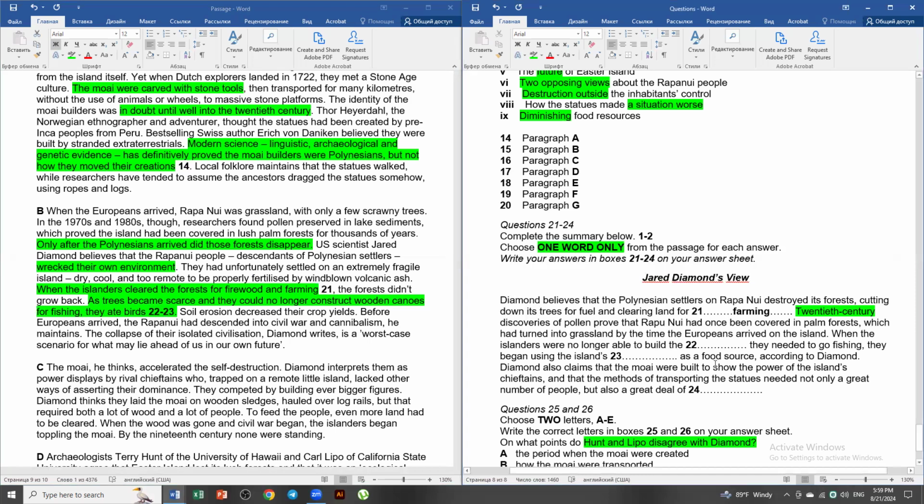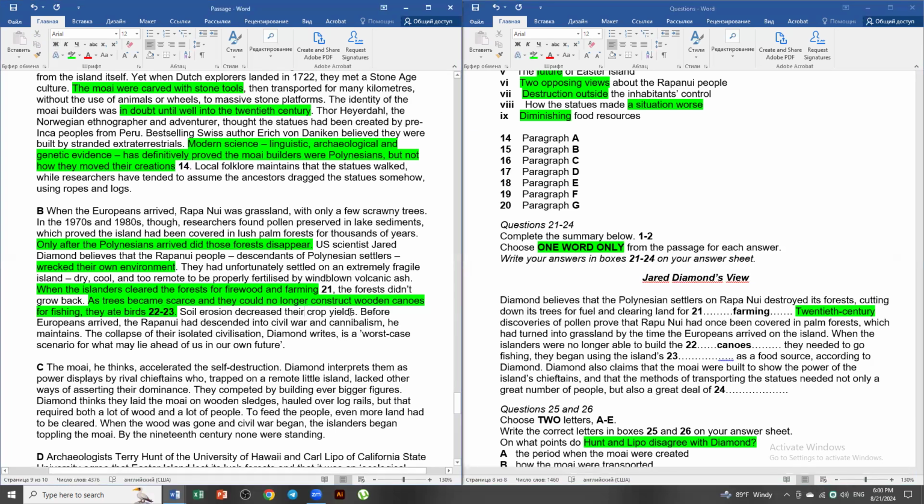So 22 is basically canoes. We have canoes, and then began. So they needed to go fishing. They began using the island's something. So they could not build a boat, which is another word for canoes, for fishing. Of course they needed a canoe. They needed a boat to go fishing. Once they could no longer do that, they had to eat birds. So using the island's birds as a food source.